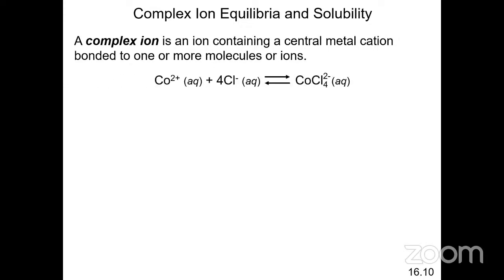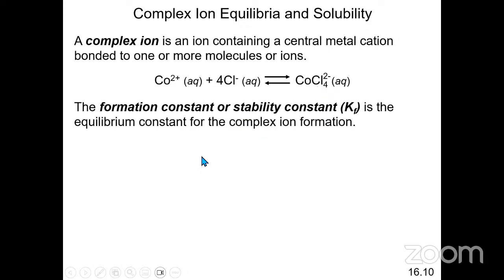Let's talk about complex ions. Now, a complex ion is basically a metal ion surrounded by either neutral molecules or anions, all right? And a good example of this would be this complex ion formed as a result of the cobalt 2+ combining with 4 chloride ions to form this complex ion right here, all right?